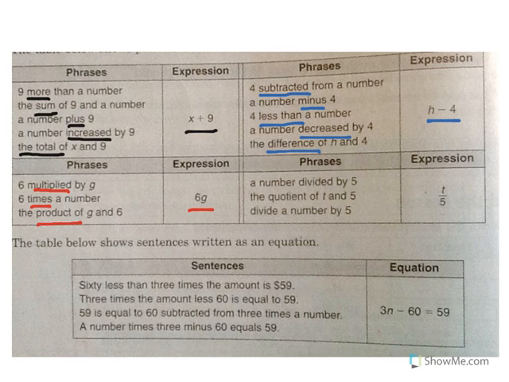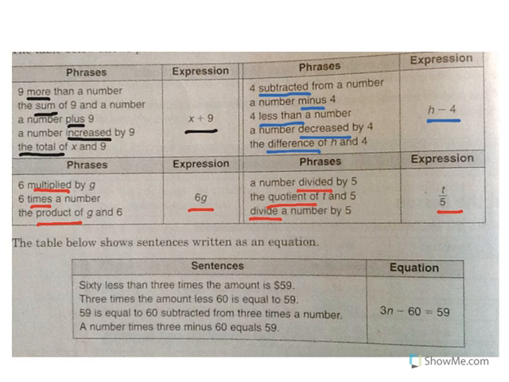And finally, with division, we have this expression t divided by 5, or we could say a number divided by 5, the quotient of t and 5, and divide a number by 5. So notice divided by, quotient of, or divide is a way to express division.